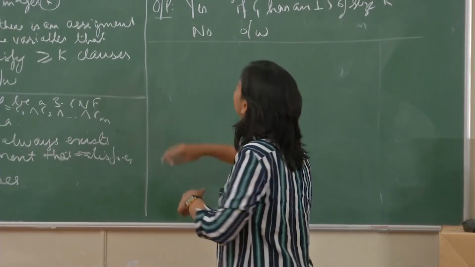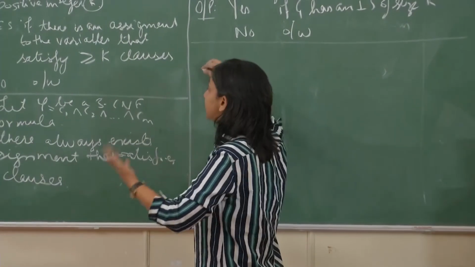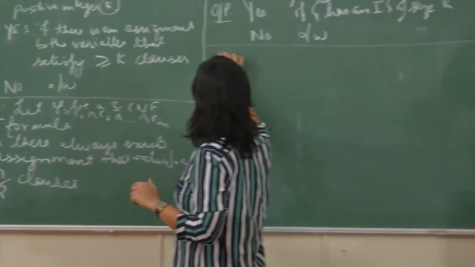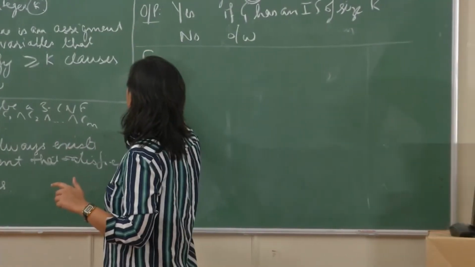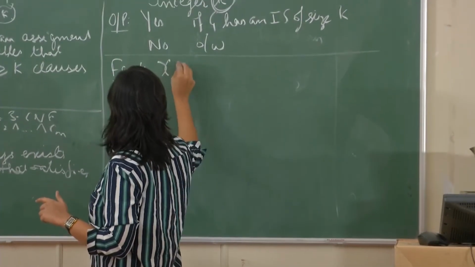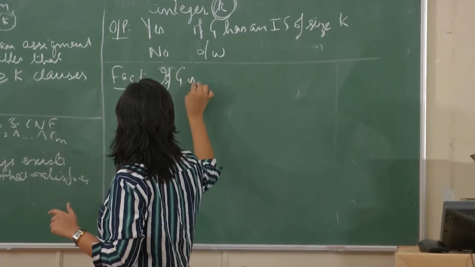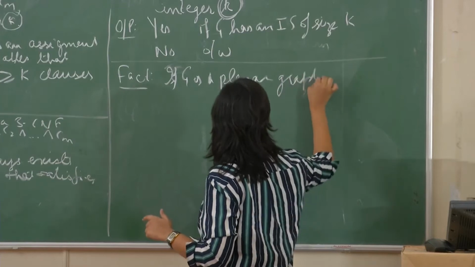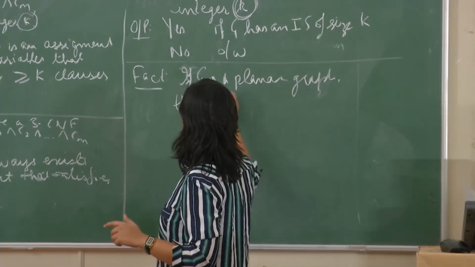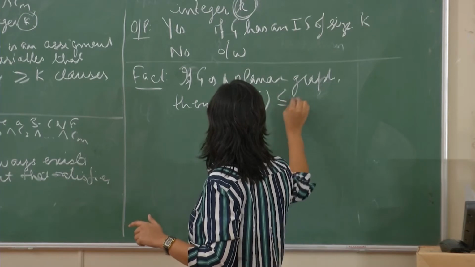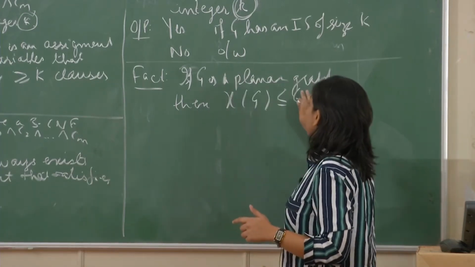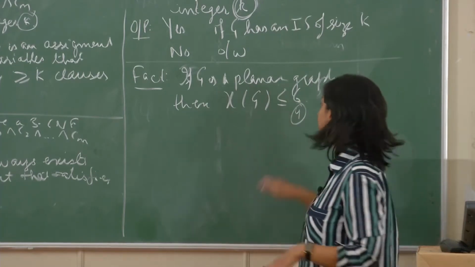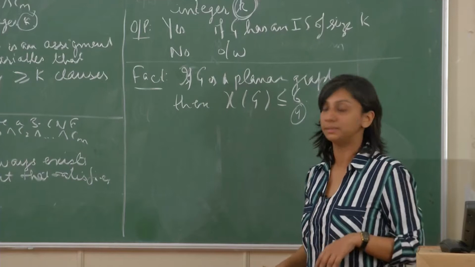Okay, let me briefly tell you the proof of this also, probably later. In a planar graph, this is a fact: if G is a planar graph, then the chromatic number of G is at most 6. Actually, it's at most 4, but the proof of that is non-trivial. But the proof of 6 is what you can see easily.